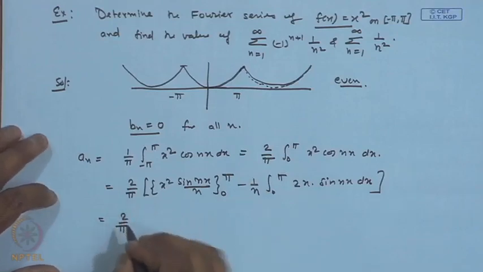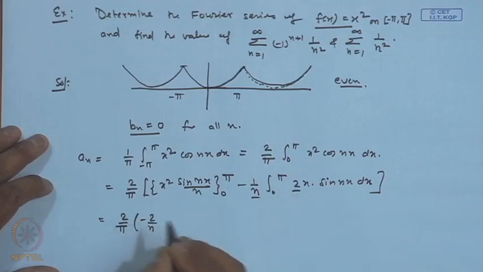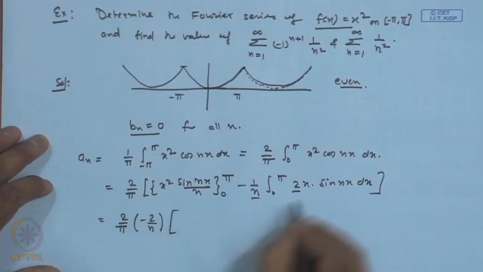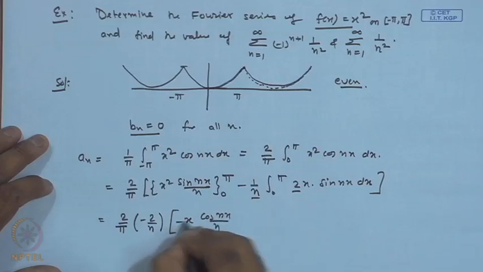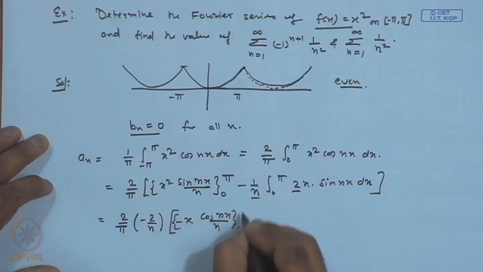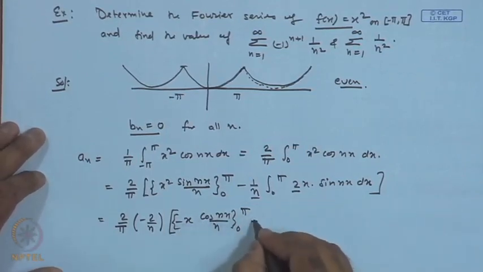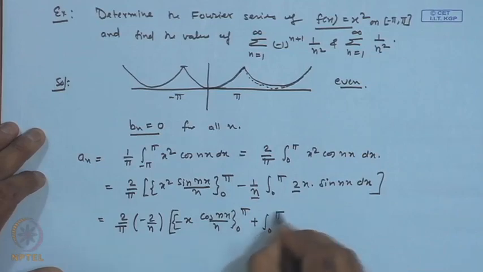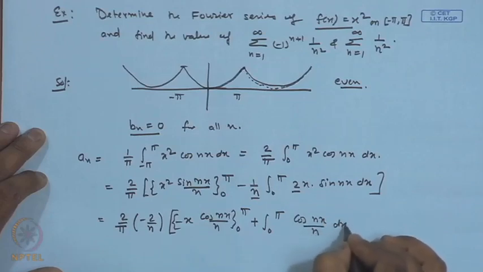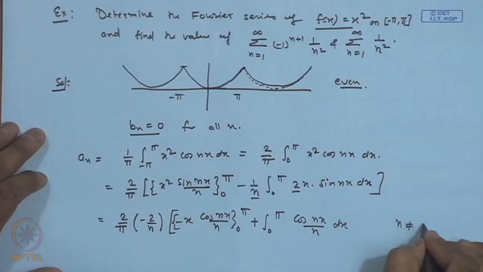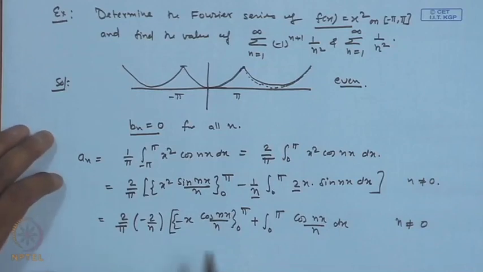Okay, so 2 over pi, and we take this 2 and this also outside. So, we have minus 2 over n, and then we integrate again. So, we have x and cos n x over n with minus sign. So, this is 0 to pi, and then we have minus minus will be plus. So, 0 to pi, x is 1, and we have cos n x over n dx, and n should not be 0 and cannot be 0. So, for n equal to 0, we have to calculate separately.